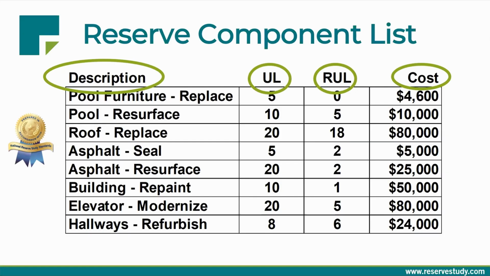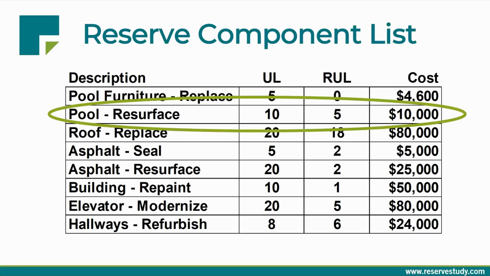Here's an example with the component list. All of the projects listed are pretty clear. All the normal things are here: the description, the useful life, the remaining useful life, and the current cost. But suppose your pool heater fails. You see a pool resurface component, the second one there on the list, but no pool heater component. From what you've just learned, replacing the pool heater, or pool filter for that matter, isn't automatically a reserve expense just because it's related to the pool. Check with your reserve study provider.